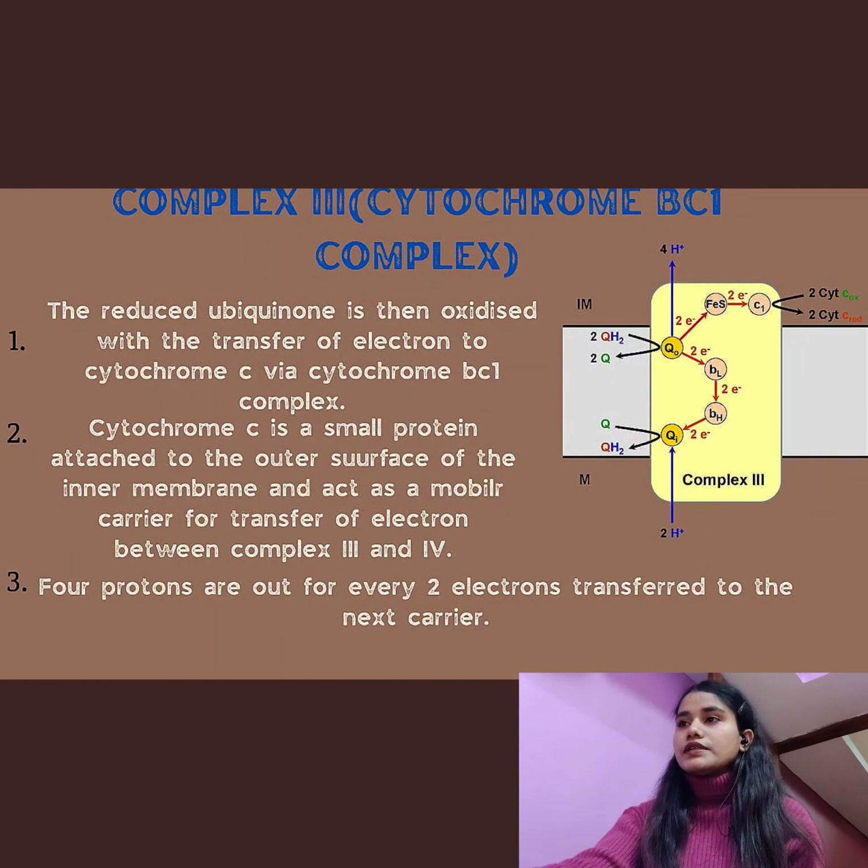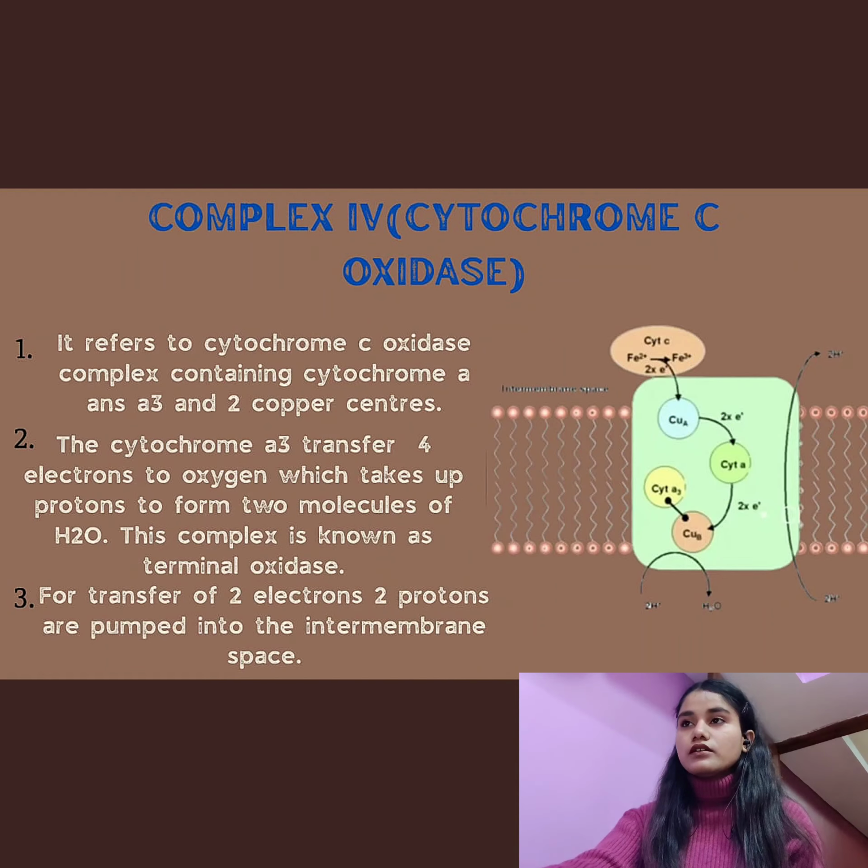Complex 3, cytochrome bc1 complex. The reduced ubiquinone is then oxidized with the transfer of electrons to cytochrome c via the cytochrome bc1 complex. Cytochrome c is a small protein attached to the outer surface of the inner membrane and acts as a mobile carrier for transfer of electrons between complex 3 and complex 4. 4 protons are pumped out for every 2 electrons transferred to the next carrier.